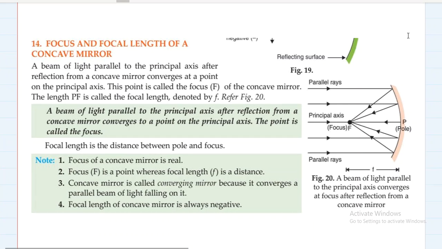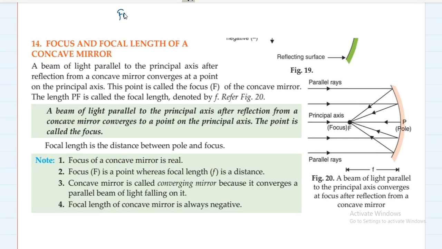Focus and focal length of a concave mirror. When a beam of parallel rays of light strikes a concave mirror, remember the parallel rays of light must be parallel to the principal axis. When the rays of light parallel to the principal axis strike a concave mirror, after reflection they converge and meet at a point, and this point is known as focus. Focus, principal focus, focal point, these are all one and the same thing.